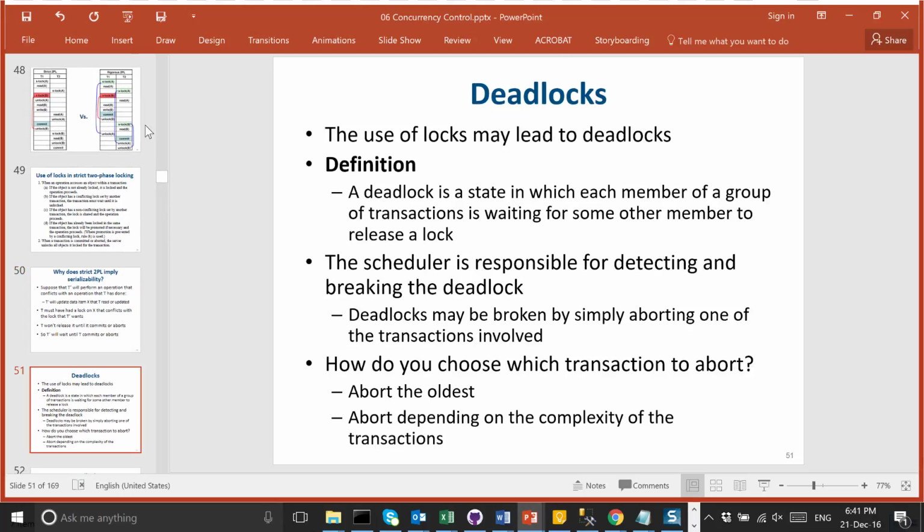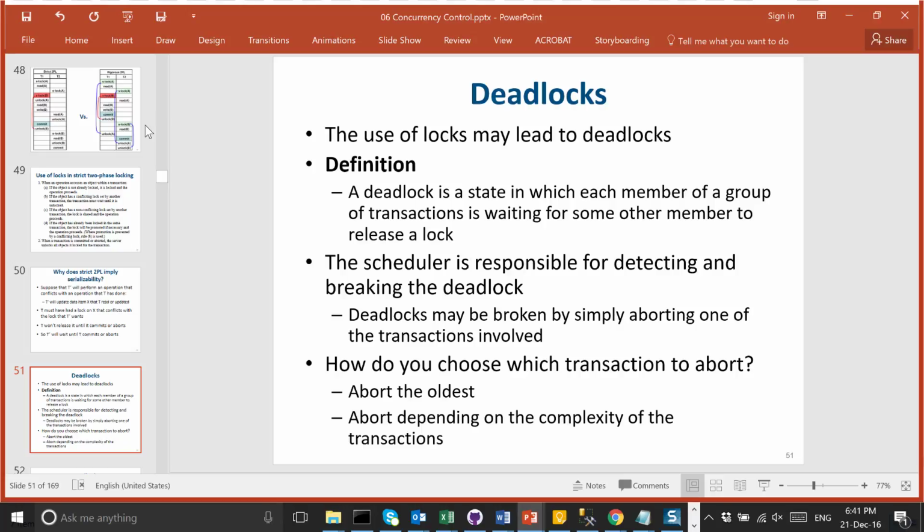Okay, deadlocks, we also explained it. A deadlock is when T1 is waiting for a lock held by T2 to be released, and T2 is waiting for a lock held by T1 to be released. Two transactions waiting for each other, and basically we have a deadlock situation. So we have two techniques to solve the deadlock: detection techniques and prevention techniques.